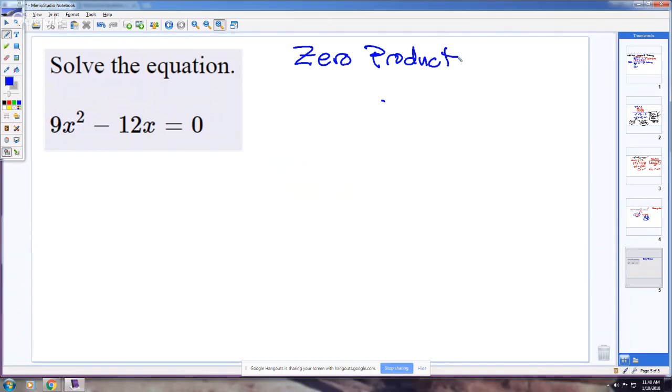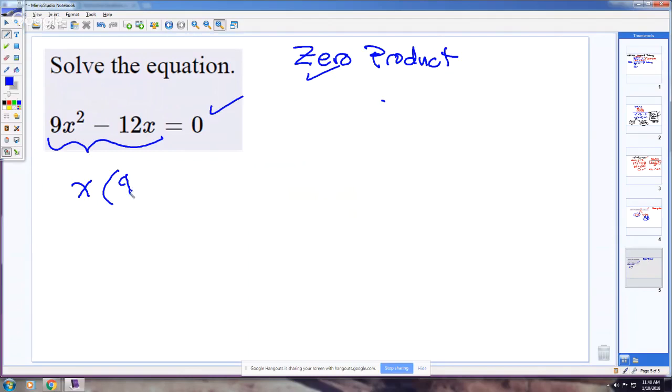So the zero product rule, I want to check, is there a zero? Got it. Oops, but I don't have a product yet. So I have to look at that and try and factor it. On first glance, I might look and say, oh, they have an x in common. And so I can factor out that x. That would leave me a 9x.